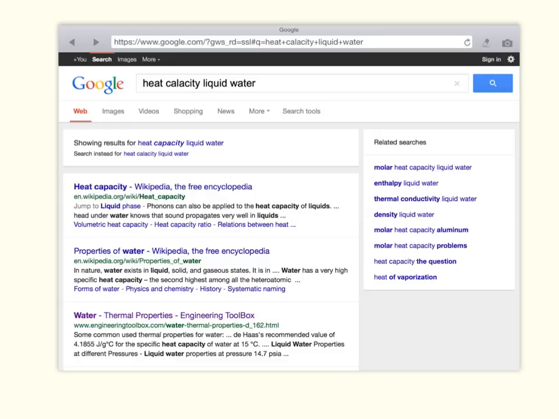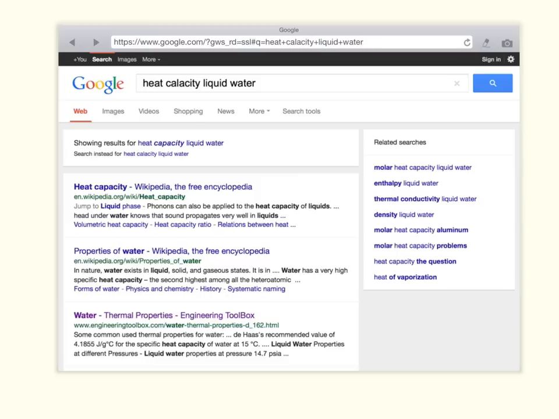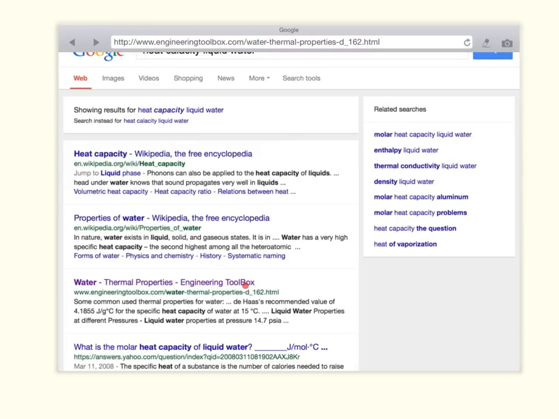Okay, let's see what the web can tell us about the heat capacity of liquid water, because that's what we've got here. So I've Googled that. And here we have a bunch of choices. And here, really, our best choice is this thing called Engineering Toolbox. I recommend it as a place to look. The upperclassmen will tell you that, too. And, wow, look at this. We can be waiting for it to load. All right, here we are in the Engineering Toolbox.